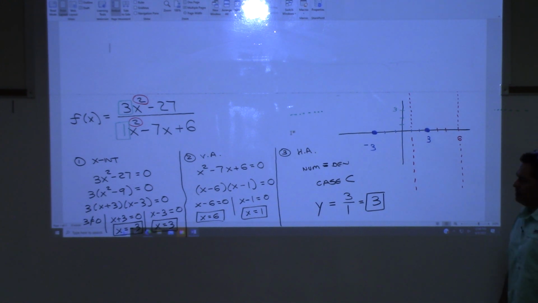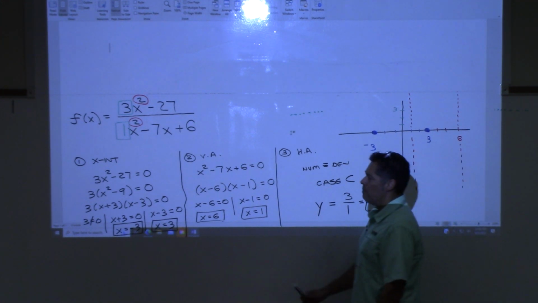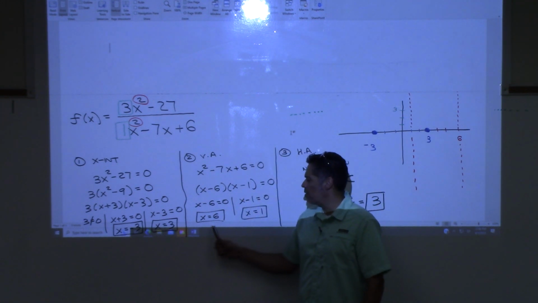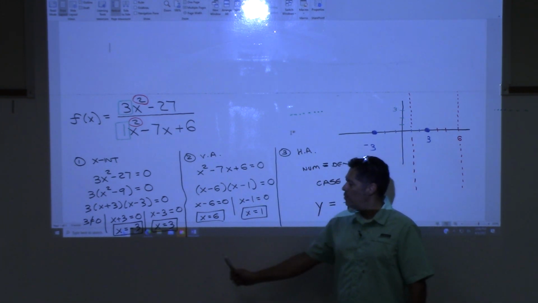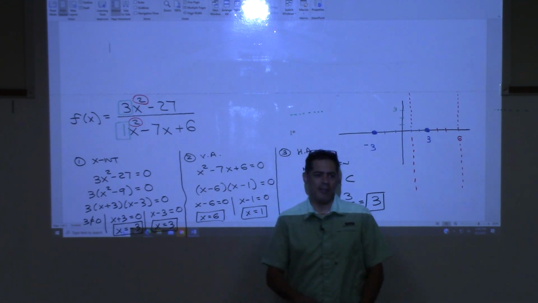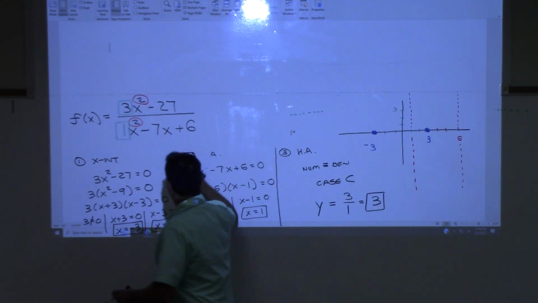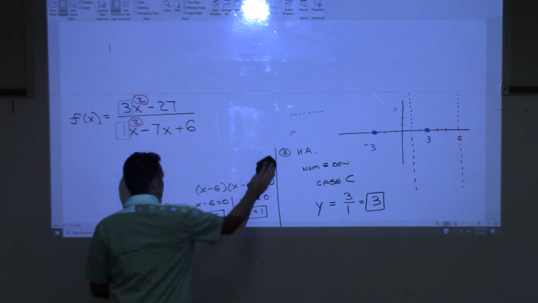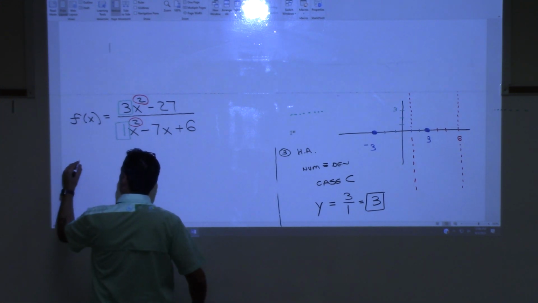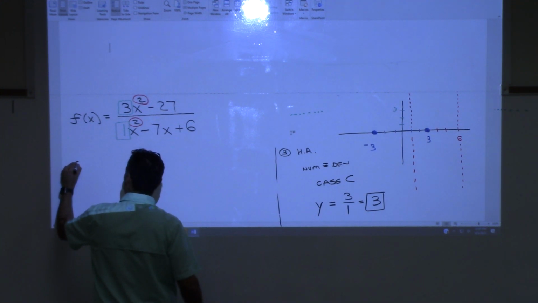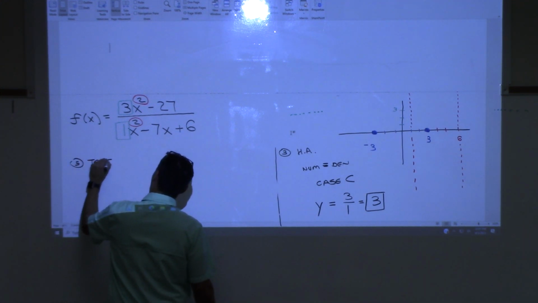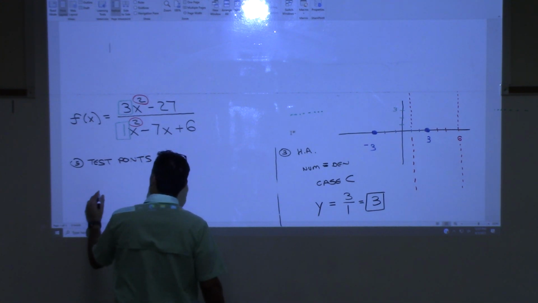All right. How about test points? How many are we going to have? 5. You count the number of x-intercepts and verticals. You do not count horizontals. So we have 1, 2, 3, 4. So I should have 5 test points. This was step 4. Step 5, test points. I need 5 of them.